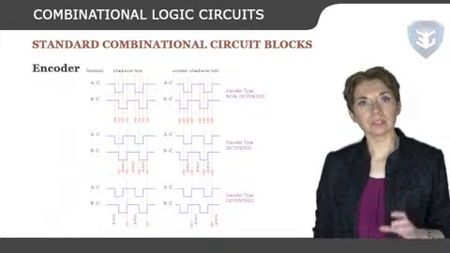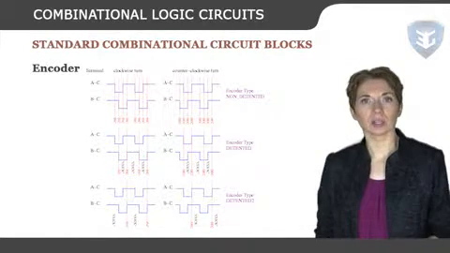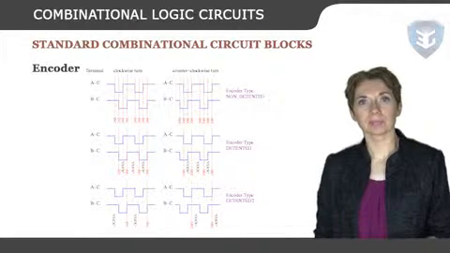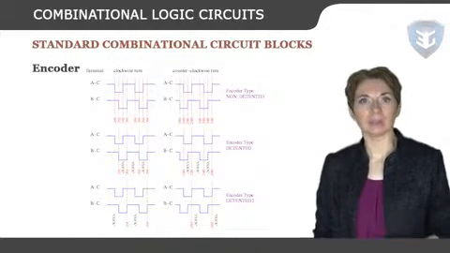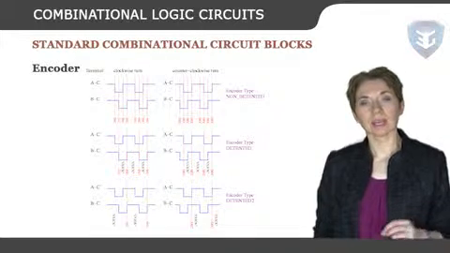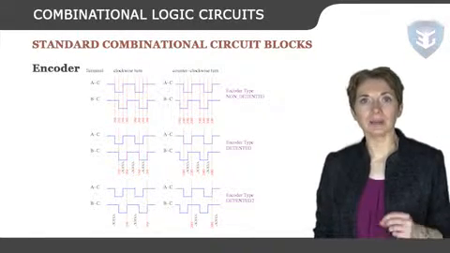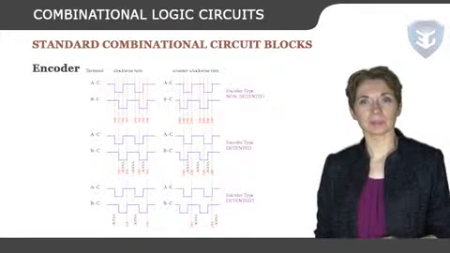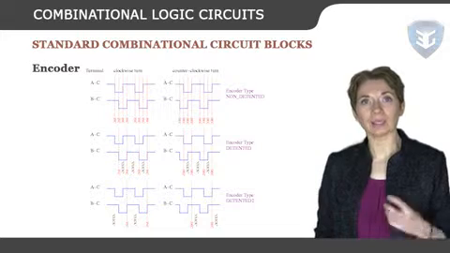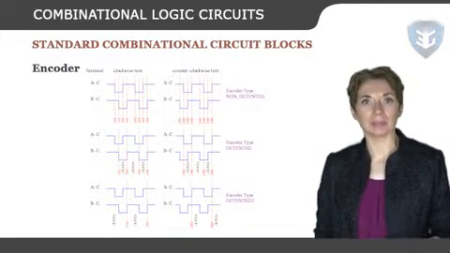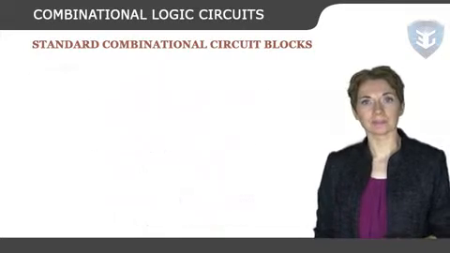Encoder. An encoder is a combinational circuit which is designed to perform the inverse operation of the decoder. An encoder has n number of input lines and m number of output lines. An encoder produces an m-bit binary code corresponding to the digital input number. The encoder accepts an n-input digital word and converts it into an m-bit another digital word.